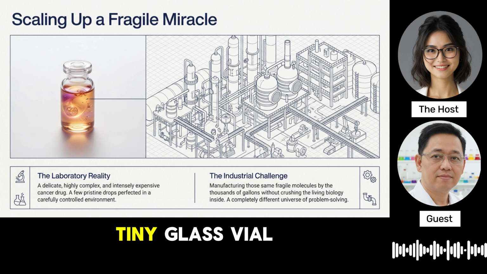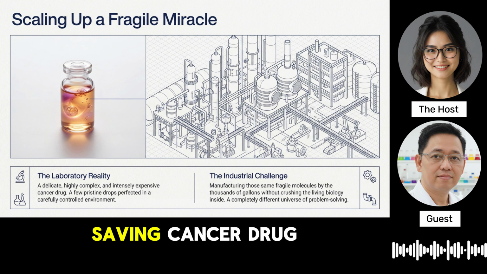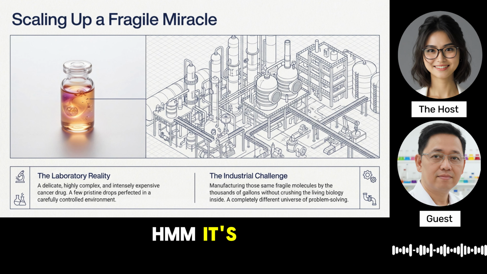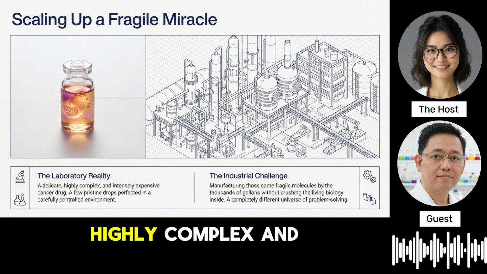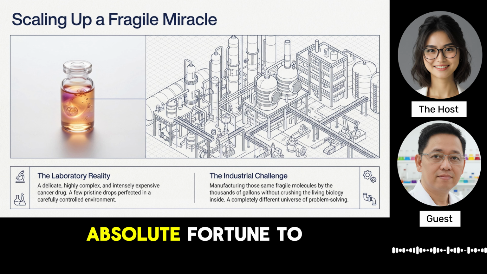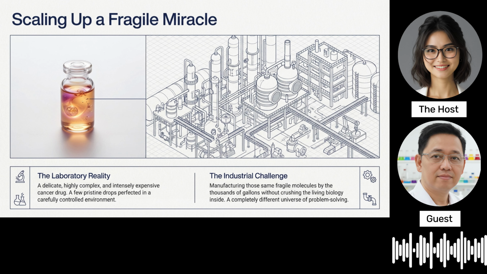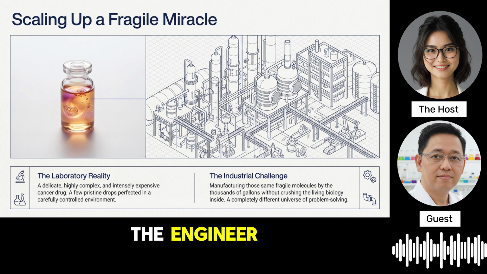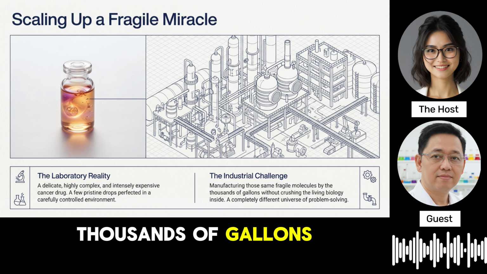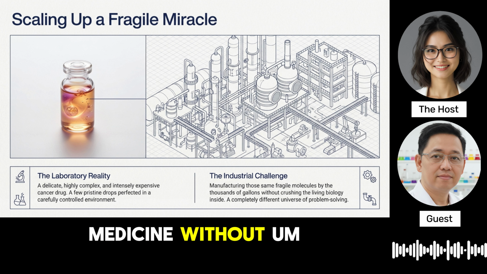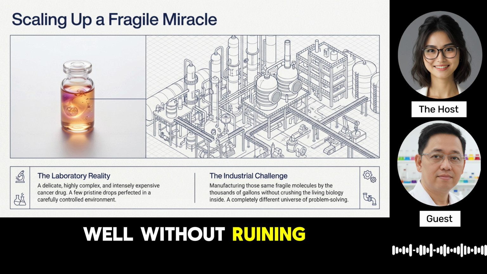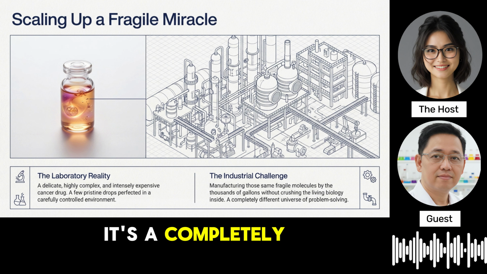Imagine holding a tiny glass vial of a life-saving cancer drug. It's incredibly delicate, highly complex, and it costs an absolute fortune to produce. Now imagine you're the engineer tasked with figuring out how to manufacture thousands of gallons of this fragile medicine without ruining the biology inside. Right, it's a completely different scale.